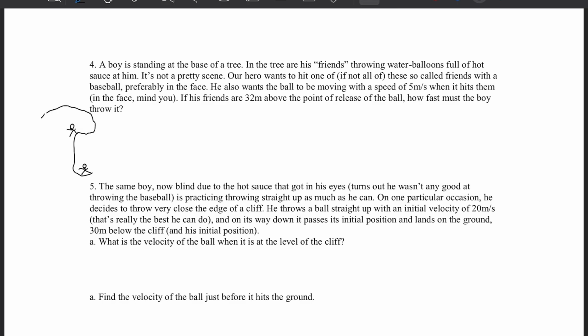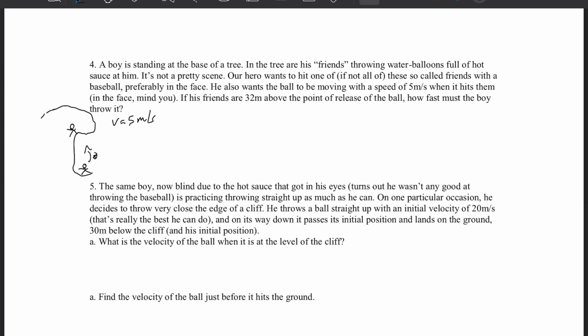He also wants to throw the ball to be hit. He wants the ball to hit them at 5 meters per second when it finally reaches them. If his friends are 32 meters above the point of release of the ball, how fast must the boy throw it? So I've got my tree, a kid in the tree, a kid at the base of the tree, and a ball going up. We know we want the final velocity to be 5 meters per second. It will be moving up, so we're going to call up positive.